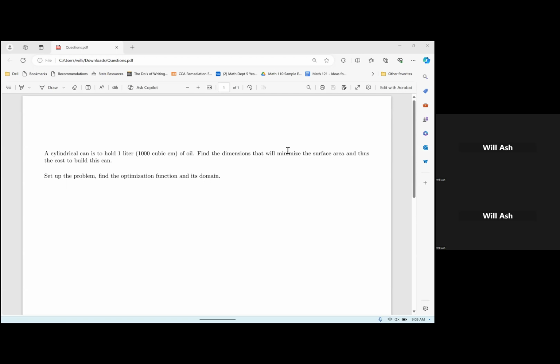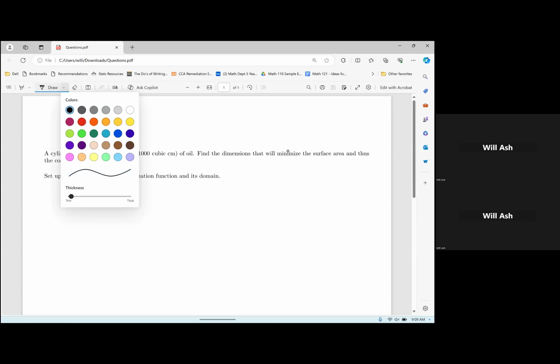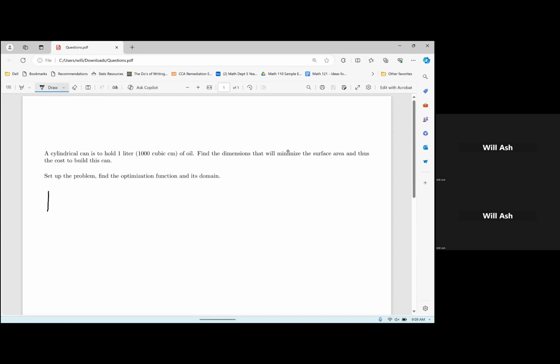All right. So it says here we want to minimize surface area. Maybe I should draw a little picture of the can so we can get an idea what we're looking at here. And I suppose by dimensions, what we mean is the height of the can and that radius. And what we want to do is minimize the surface area.